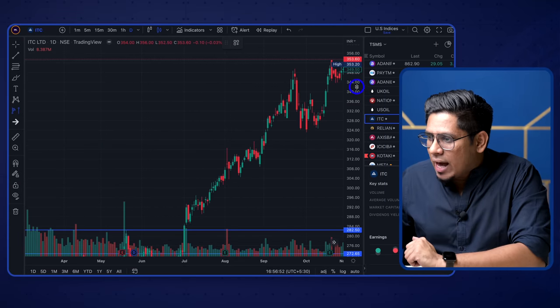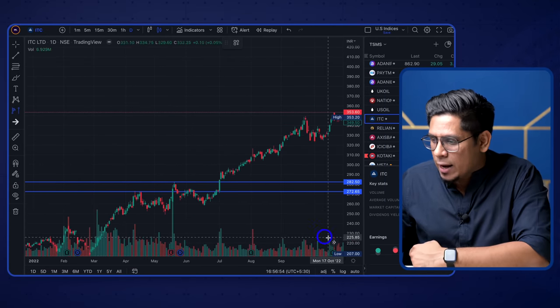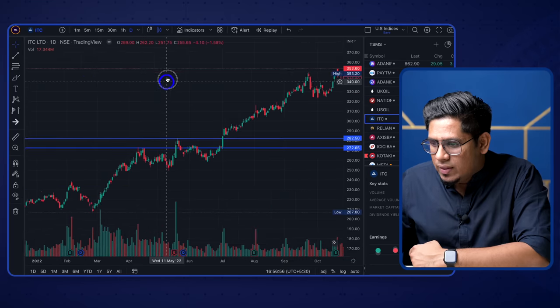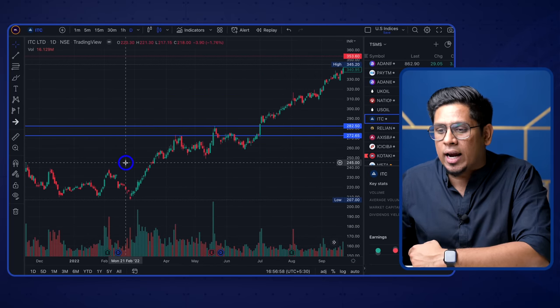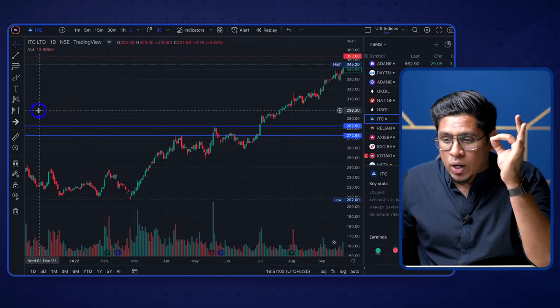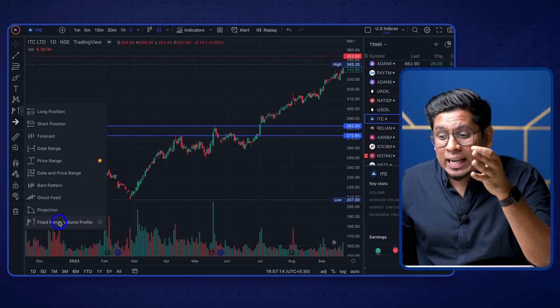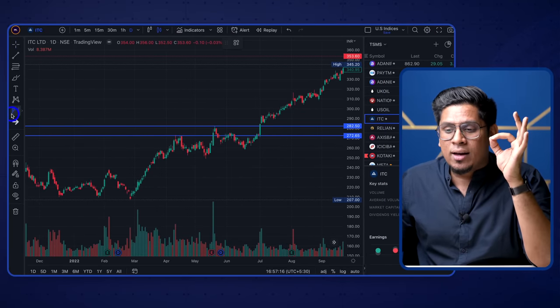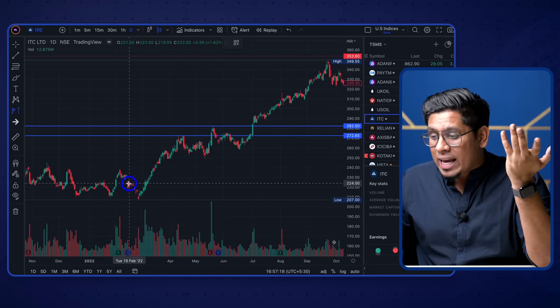So again, this is ITC for you. This is our daily time frame. So this is the region that we were studying, right? In order to activate the volume profile indicator, you have to come here and select fixed range volume profile, right? I've selected fixed range volume profile.